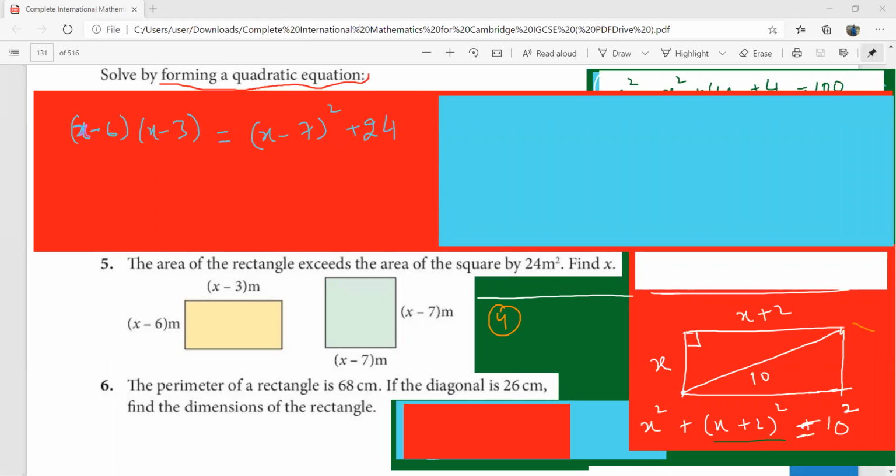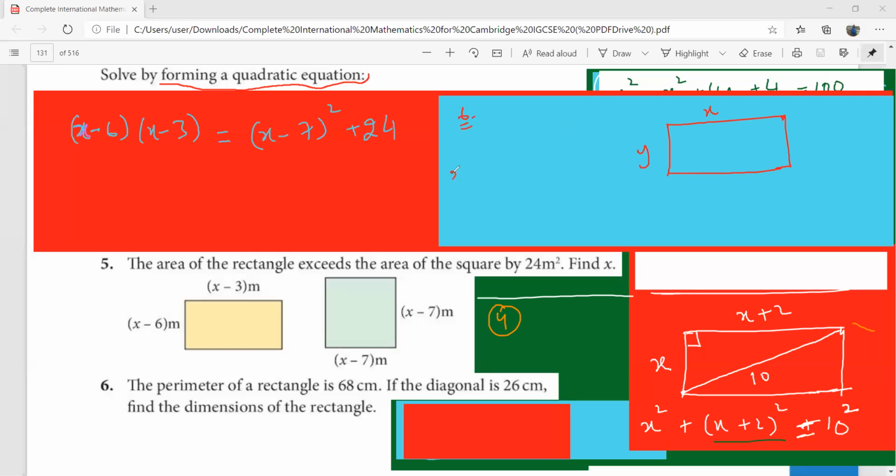Look at the sixth question. In the sixth question, the perimeter of the rectangle is 68. If the diagonal is 26, find the dimensions. Oh, this is a bit harder question. It says the perimeter of a rectangle is 68. So let me take this as y and this as x.